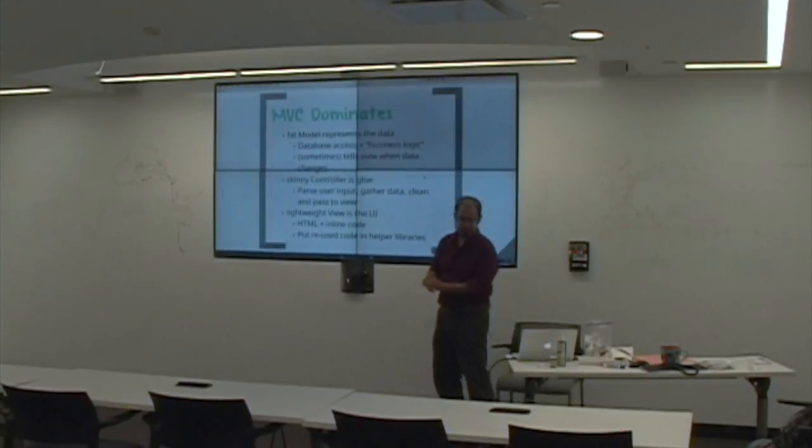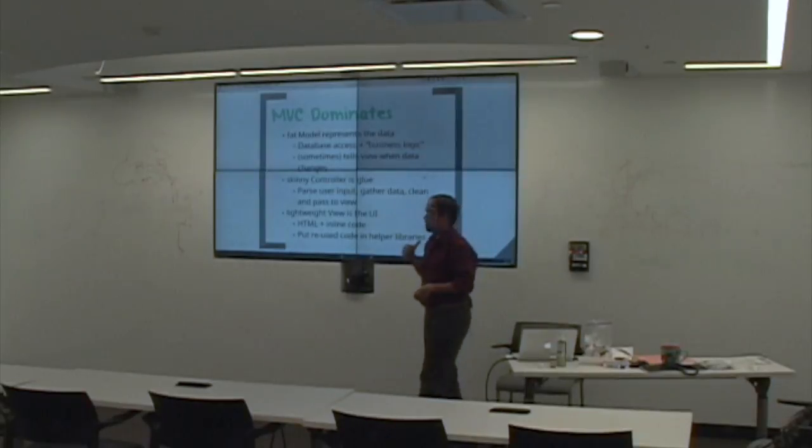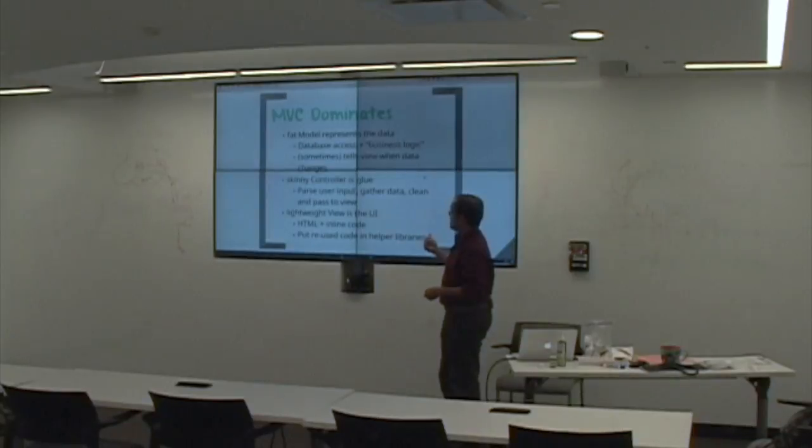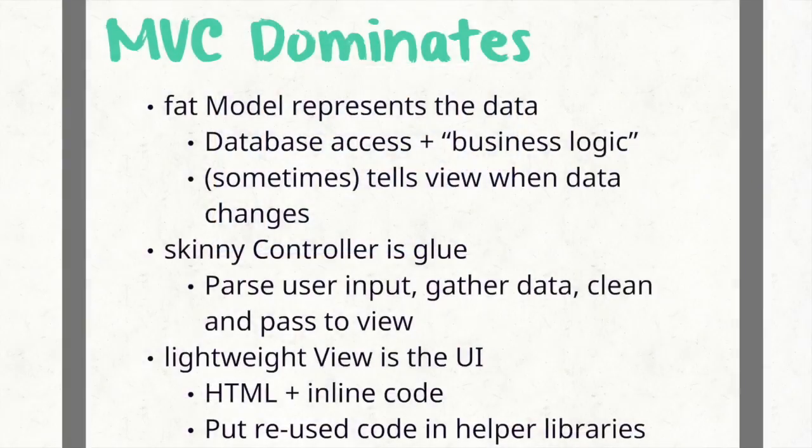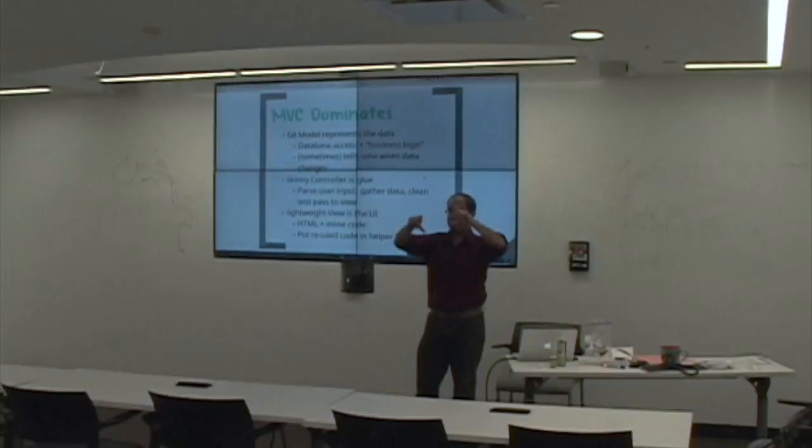MVC dominates. So I talked about this a little bit. Your model represents the data. It has data and business logic. One subtle twist is that sometimes, if you're looking at something and the data changes on the server, your model will get an event saying the data changed, and then we'll have to percolate a change up to the view so that it changes on your screen without you having to reload or anything. You'll see that in some of the libraries if you start to dig into this stuff.